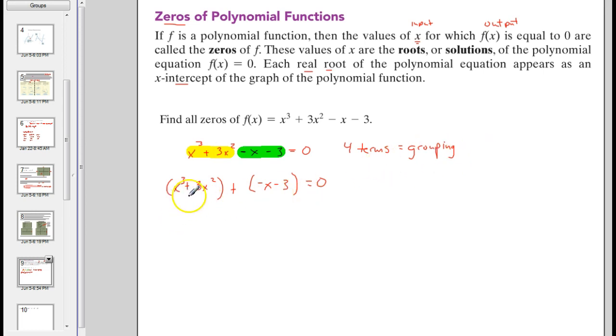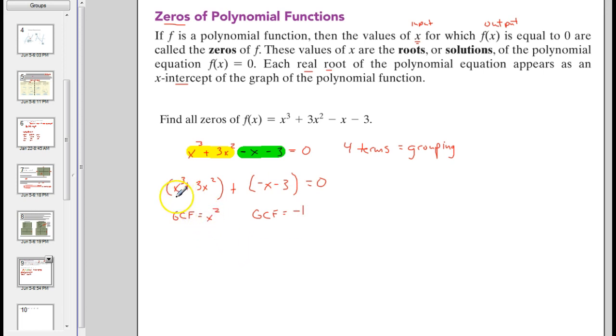Now when you use grouping, after you have your 2 groups, you find the GCF for each group. The GCF here equals x squared. The GCF here, there really isn't one. You were probably taught when you learned to factor that if the greatest common factor is 1, then you don't do anything. That's not the case with grouping. If the greatest common factor is 1, or in this case negative 1, you factor it out. I'm saying negative 1 because the leading coefficient in this little group is negative, so I'm going to pull out the negative. But also, the only thing that divides x and 3 is 1, so I'm going to pull it out as well.